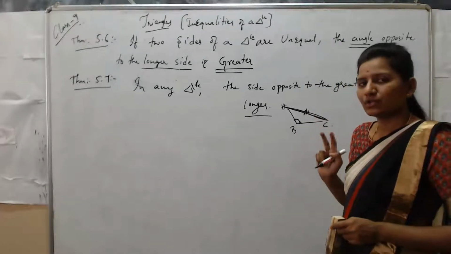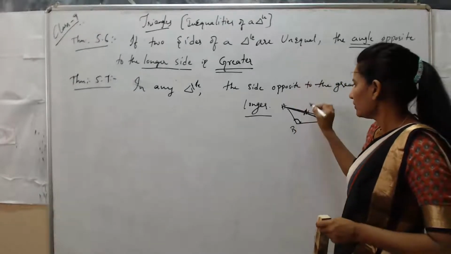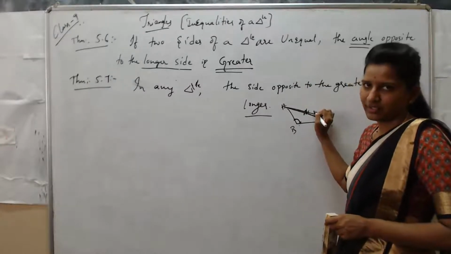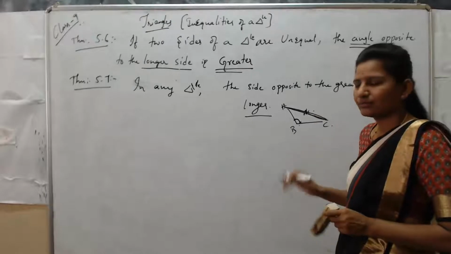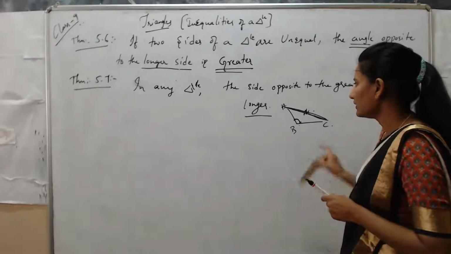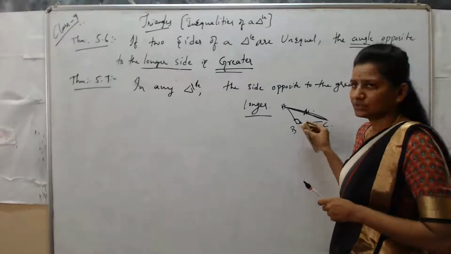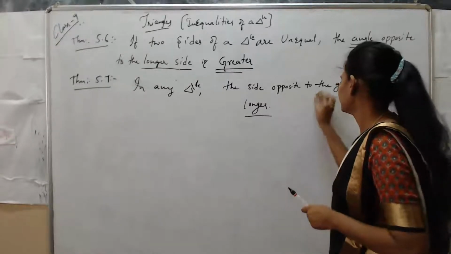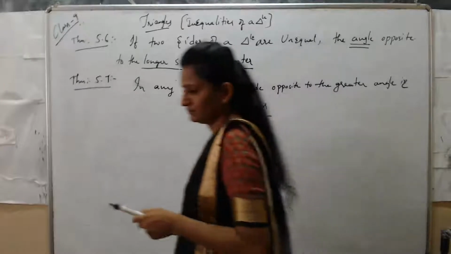Only two points you have to remember in these two. If it is longest, this is greater. This is greater, this is the longest side. Clear? Okay. Just remember these two: greater angle, longer side. Next.